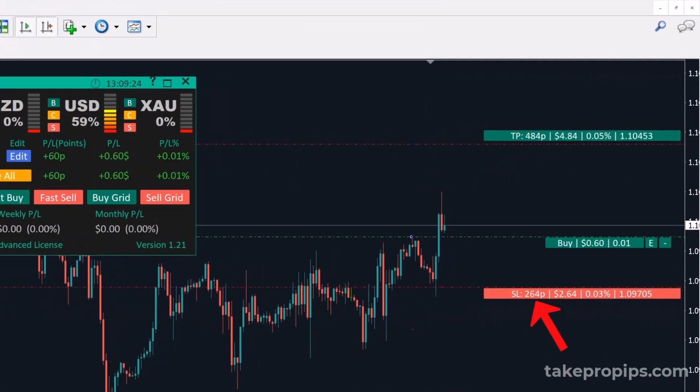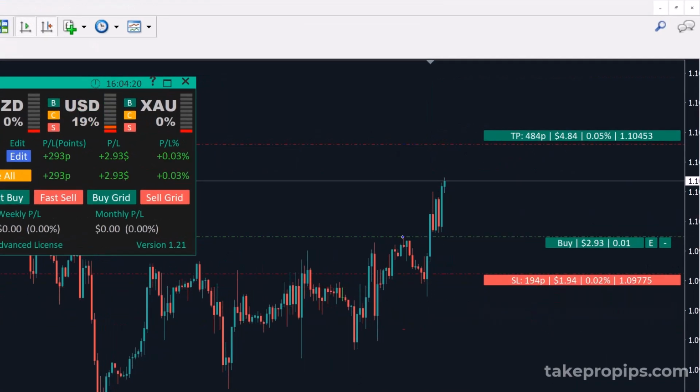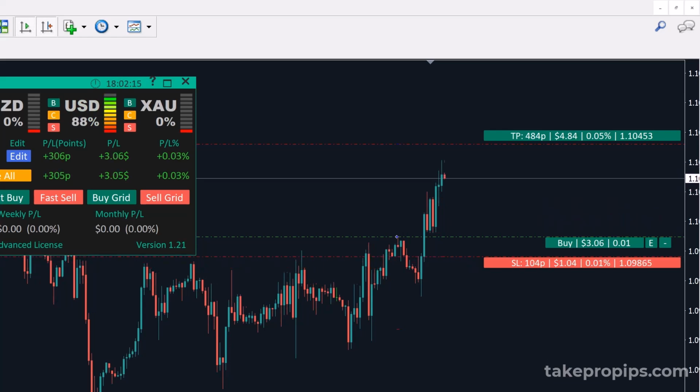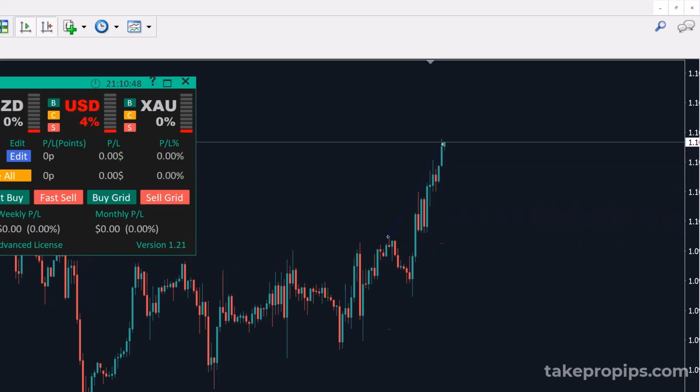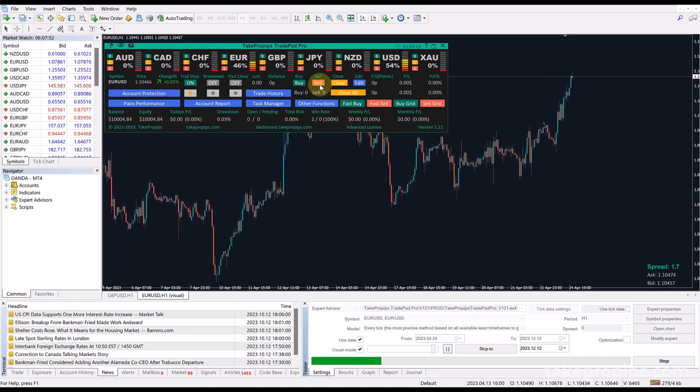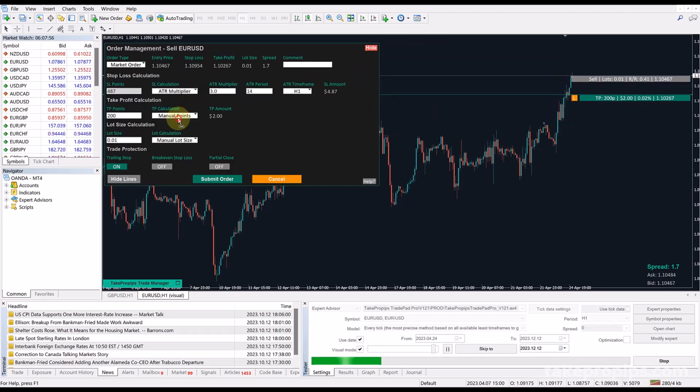As you can see, our stop loss is moving by 1 pip in the direction of our trade as soon as the price moves by 1 pip towards our target profit. Now let's try and see how it works if we open a sell trade.